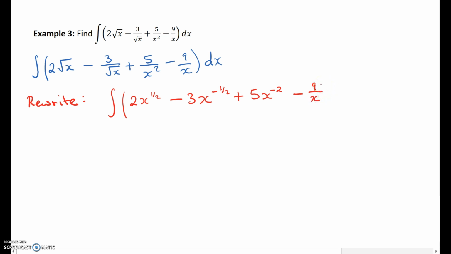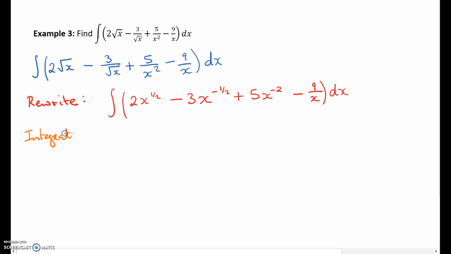Now, you may think that's strange, why do you leave that one on the bottom, but remember, 1 over x has a special rule all of its own. So that's the rewriting line. Let's do an integration line now.